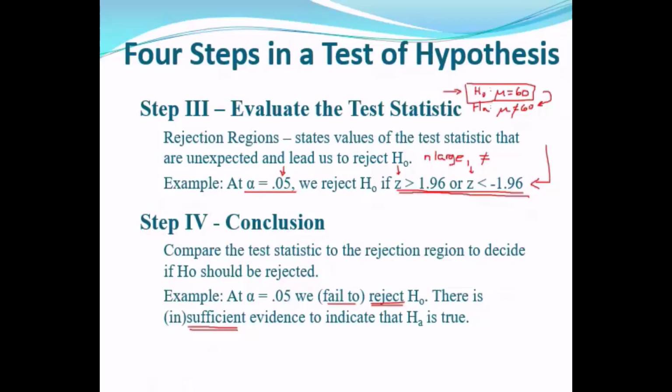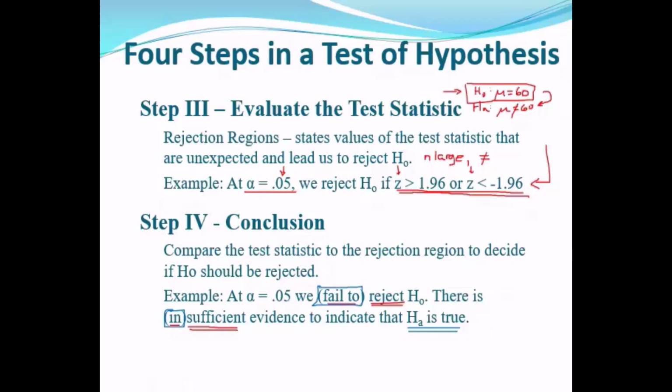And if we fail to reject, there is insufficient evidence. Fail to reject goes with insufficient evidence. Reject, there's sufficient evidence to indicate that the alternative is true. What's that mean? Well, in this case, we'd say mu is not equal to 60. And of course, you're going to do that in the words of the problem for me. So you would say the average amount of time that all students take on the exam differs from 60.